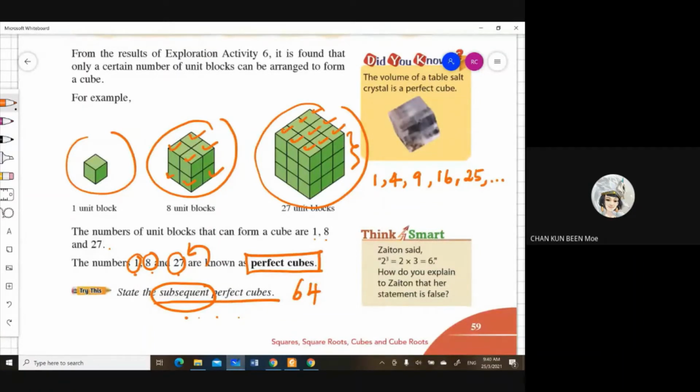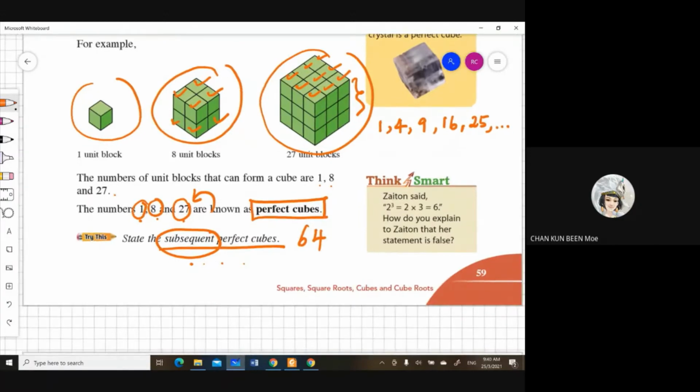So I'm sure those who gave me the answer, you already know how to get the answer of 64, right? Because to get the number of cube, it is actually 1 cube, 2 cube, 3 cube, 4 cube, 5 cube, and so on. So 1 cube is 1 times 1 times 1, we get the 1. 2 cube, 2 times 2 times 2, we get an 8. 3 cube, 27. 4 cube, 64. 5 cube, 225. And so on.